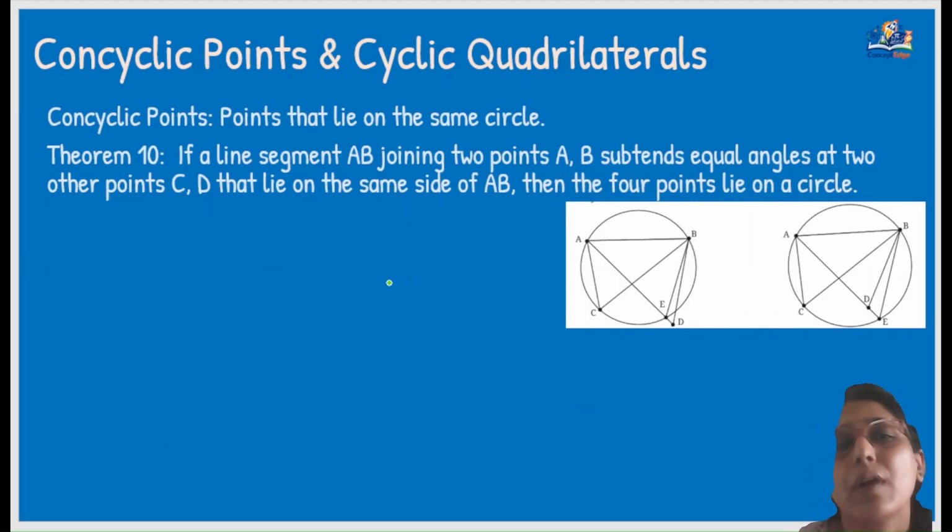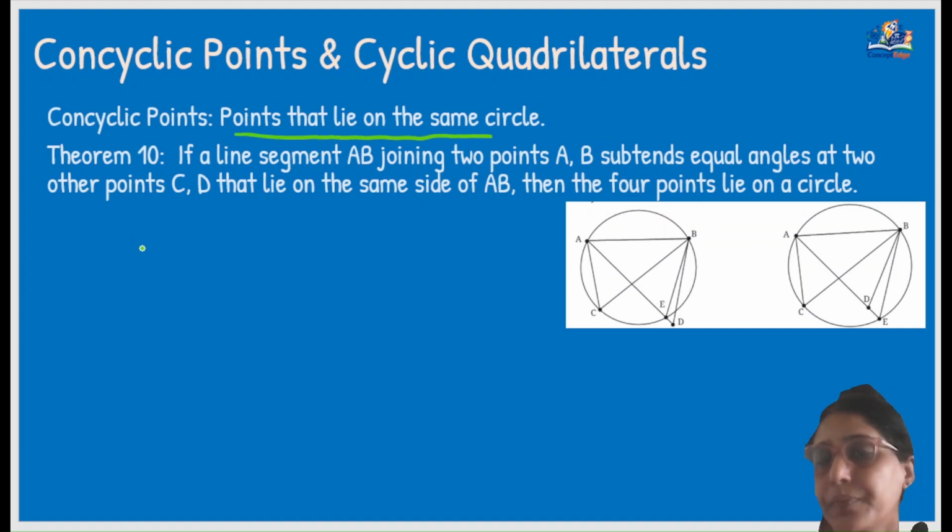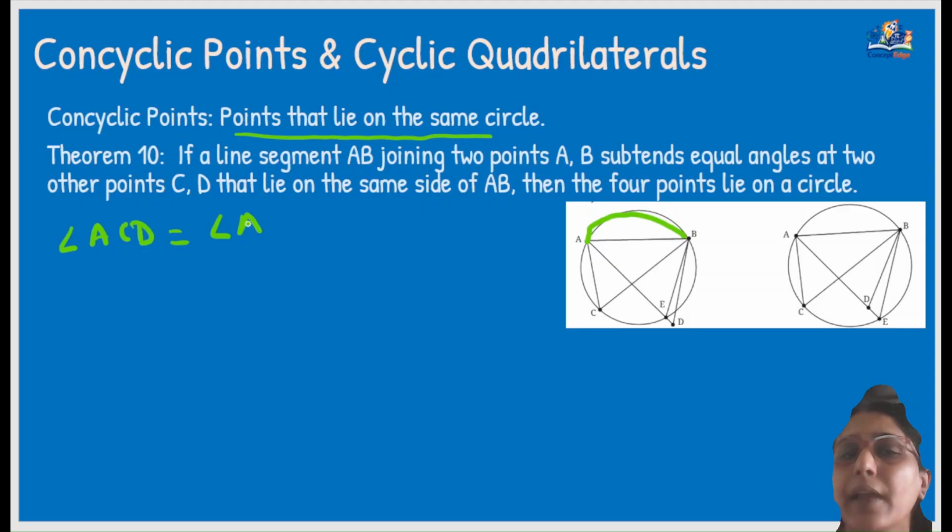Now coming to one more important point, which is concyclic points and cyclic quadrilaterals. The points which are on the same circle are called concyclic points. Now from this definition, we have to prove theorem 10. Theorem 10 says that a line segment AB, joining two points A and B, subtends equal angles. So angle ACB equals angle ADB. They have given this.